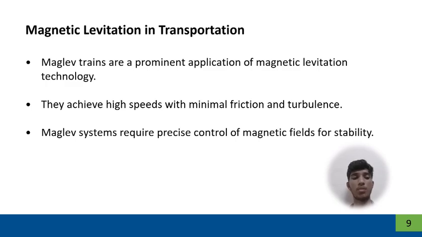The best example of maglev technology is maglev trains. They float above the track, eliminating friction, which allows them to reach very high speeds. Some maglev trains reach speeds above 600 km per hour. Precise control of magnetic fields ensures stability, safety, and smooth movement.